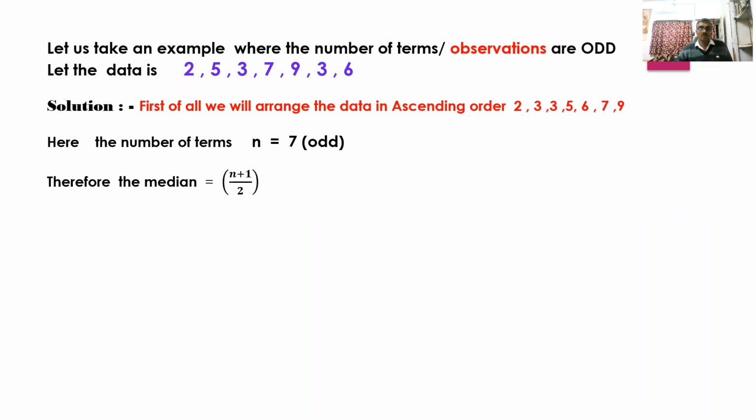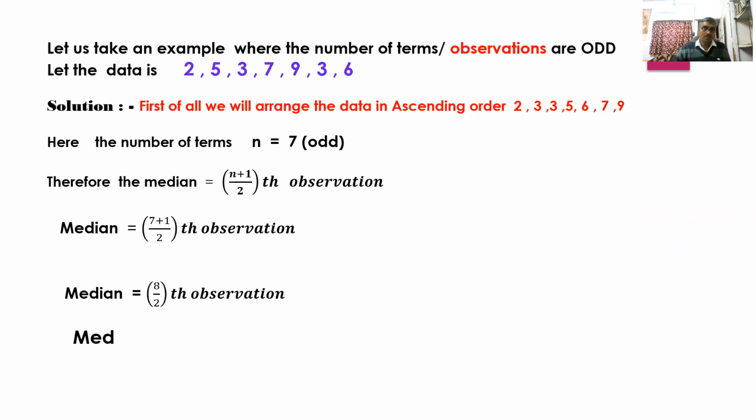Therefore, the median is equal to (7 plus 1) by 2th observation. That is 8 by 2th observation, which means the 4th observation will be the median. Now see here, which one is the 4th observation? Count here. First observation is this, second, third. This one is the 4th observation. This is the median.